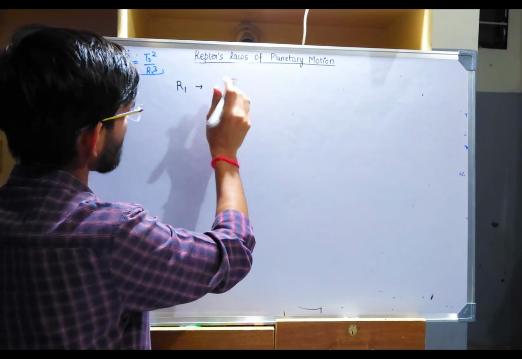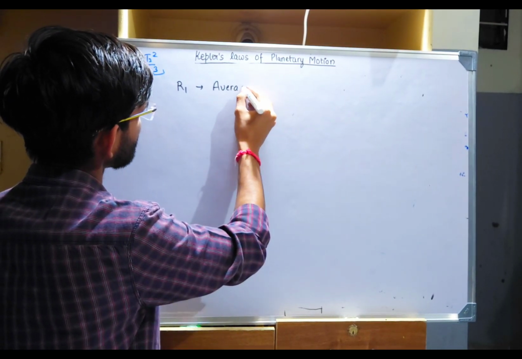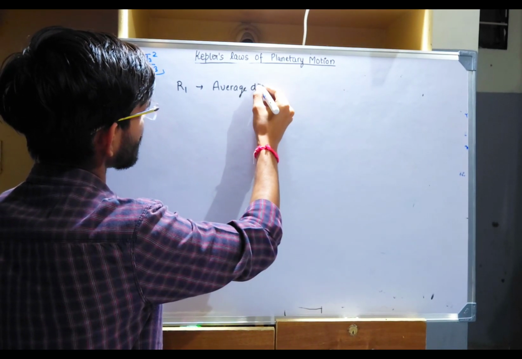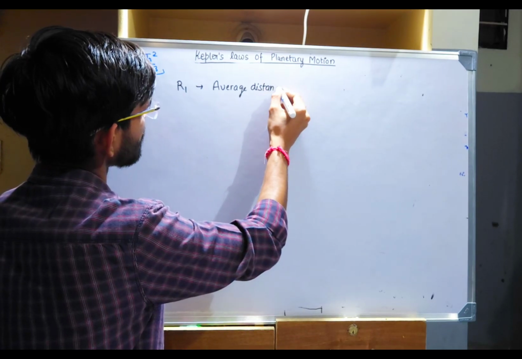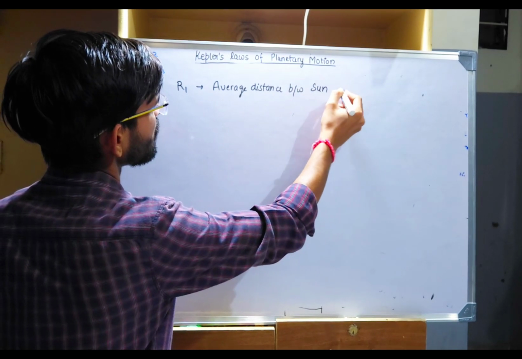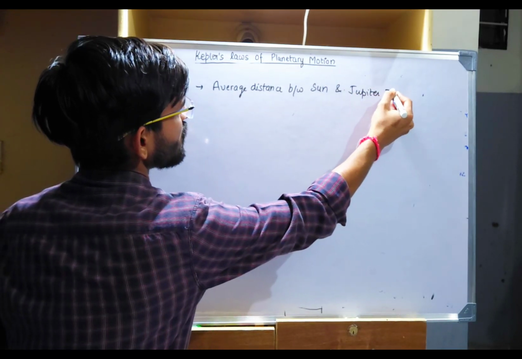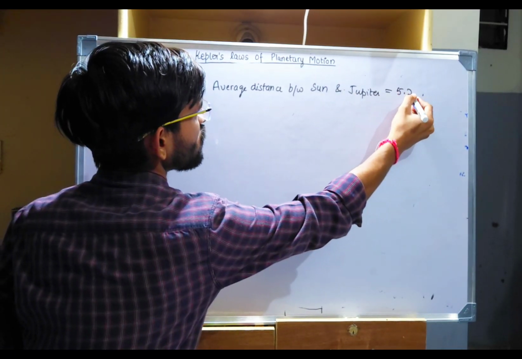R1 means the average distance between the Sun and Jupiter, which is given as 5.2 AU.